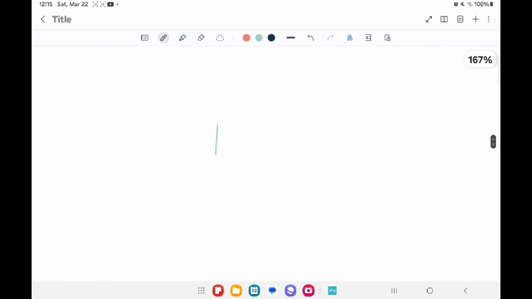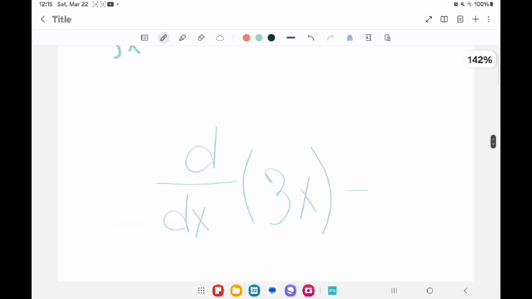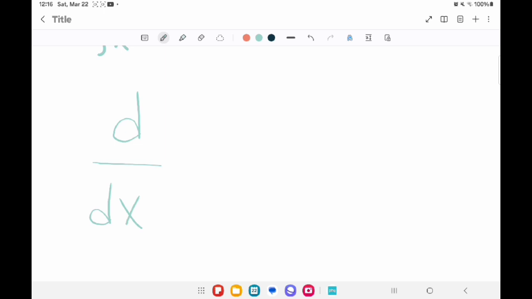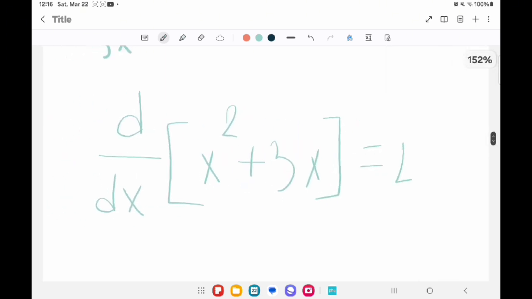So d over dx of 3x is equal to 3. Now we need to add the derivatives together. So what we get is d over dx of x squared plus 3x equals 2 plus 3.